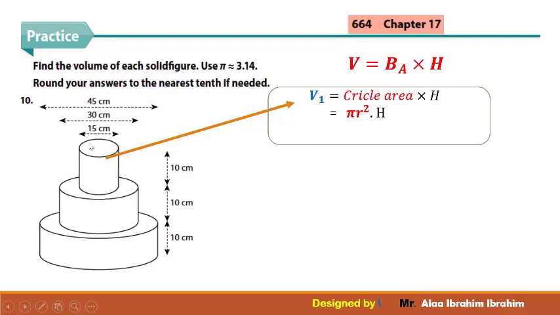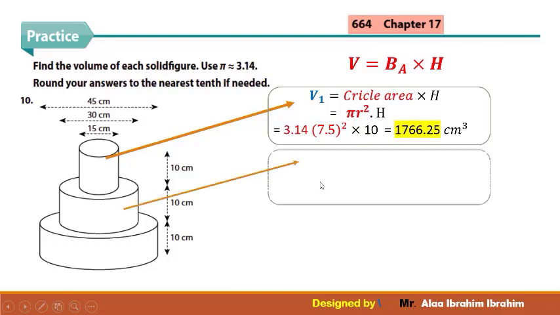Here I have the diameter, and I need the radius, so half of 15 is 7.5. So I put in 7.5, 3.14 because he told me this, and the height is 10. This height here is 10, okay? So I multiply all of this, and it gives me this number, in cubic centimeters.